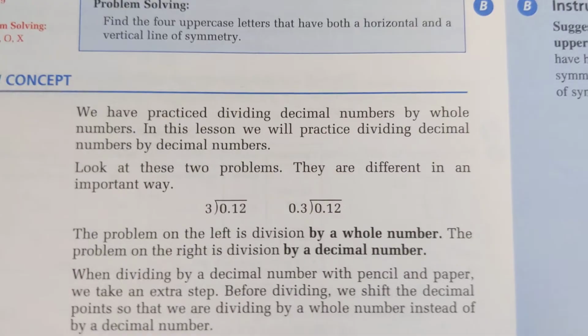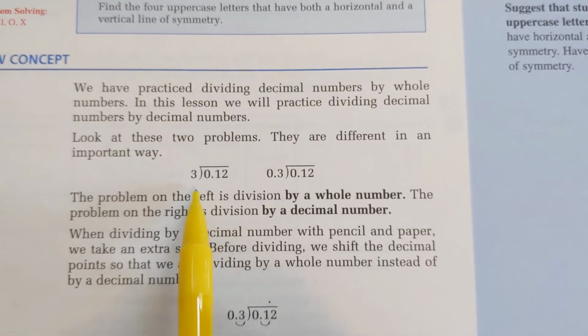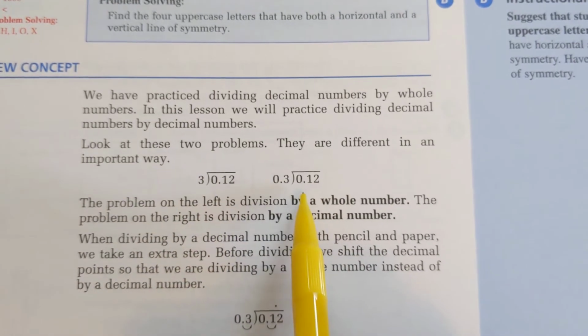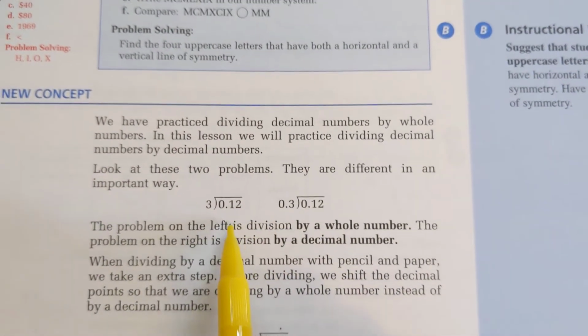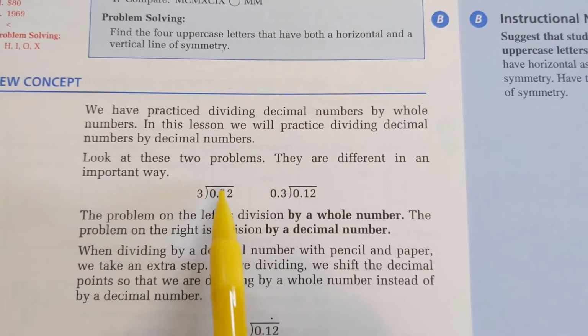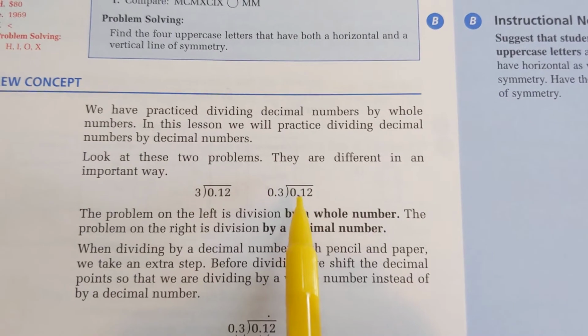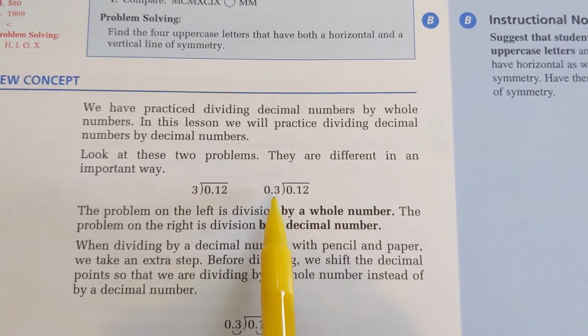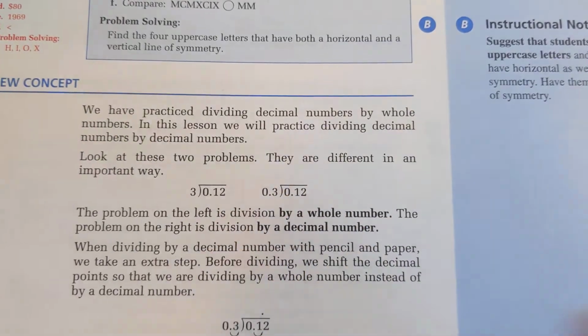Okay, so we see two problems that are listed here. I have 0.12 divided by 3, and I have 0.12 divided by 0.3. So the problem on the left is where we took a decimal number divided by a whole number. We know how to do that. Here we have a decimal number divided by a decimal number, and that's what we're going to focus on today.